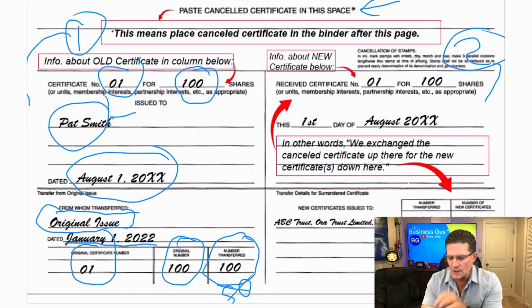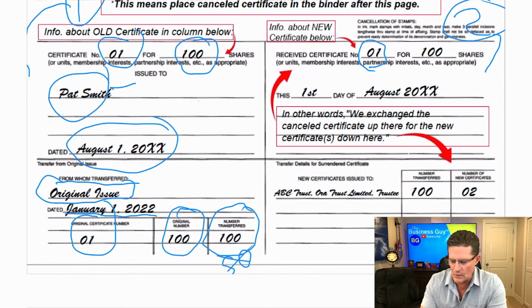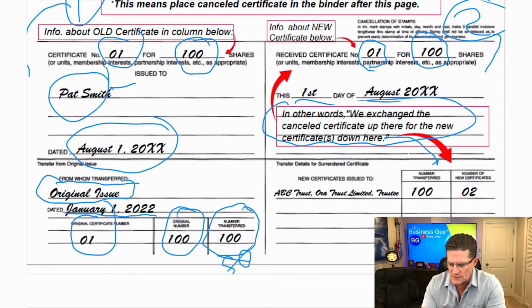Now we get to column 2. Column 2 shows what we're doing with the new certificate. So we're showing that we received the old canceled certificate number 01, again, 01, and that certificate represented 100 units. And again, on the 1st of August, 20XX, as it says here, in other words, we exchanged the canceled certificate up here for the new certificate or certificates down here. In this case, we're exchanging canceled certificate 01 for new certificate 02. And we'll show you that sample in just a moment.